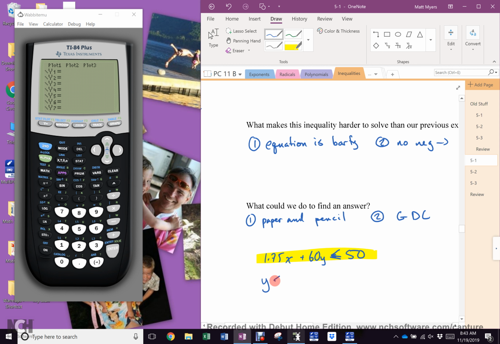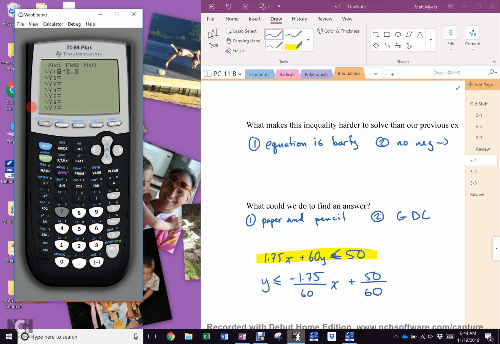Y was less than or equal to negative 1.75 over 60x plus 50 over 60. Yeah? We already knew that, right? So that's our line, yeah? Okay, let's graph it. So I'm going to punch it in.